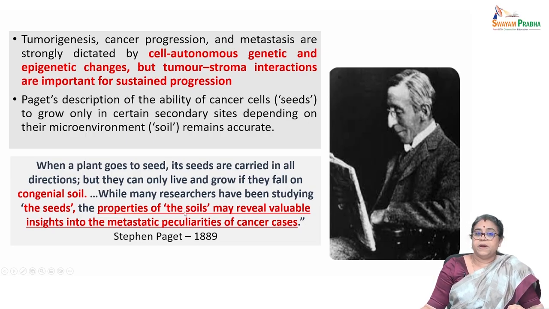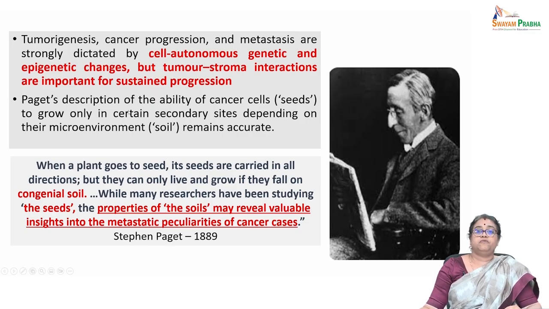So Stephen Paget suggested that when a plant goes to seed, its seeds are carried in all directions, but they can only live and grow if they fall on a congenial soil. The soil has to be in a way that it is going to help in the growth of the seeds. So while many researchers have been studying the seeds, meaning the tumor cells, the properties of the soil, that is what he means is the tumor microenvironment, may reveal valuable insights into the metastatic peculiarities of cancer cases. Paget's hypothesis is staying true to this day.